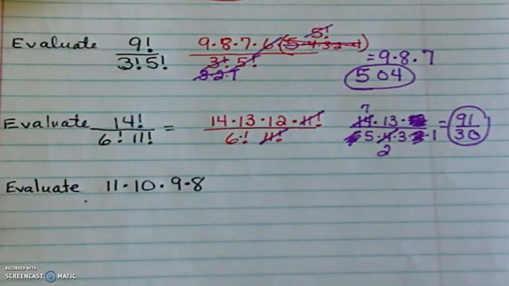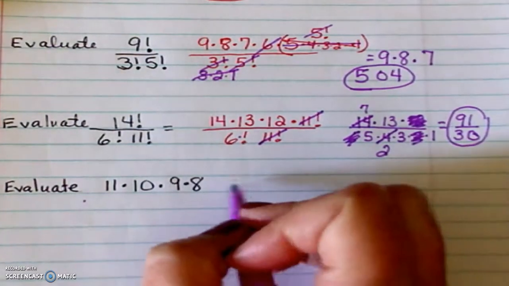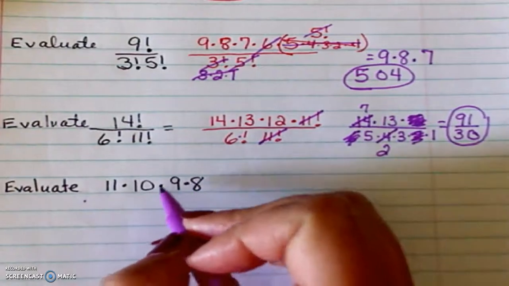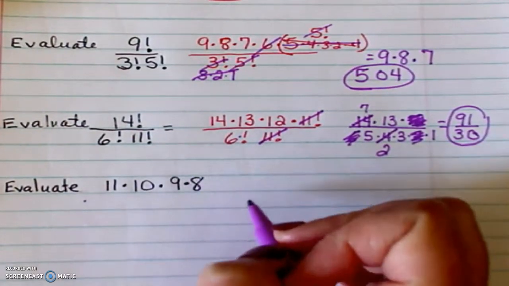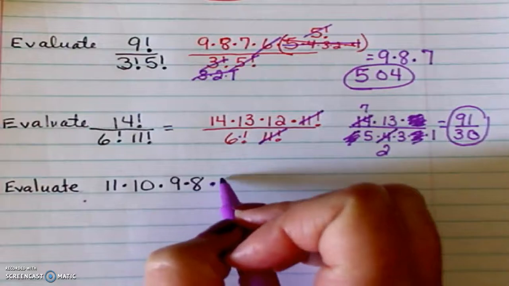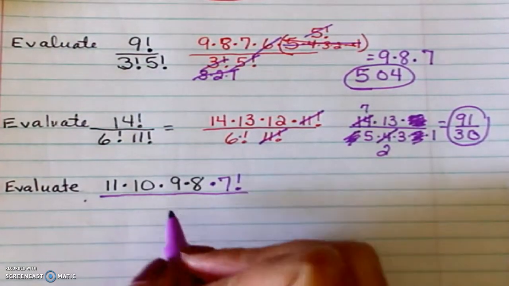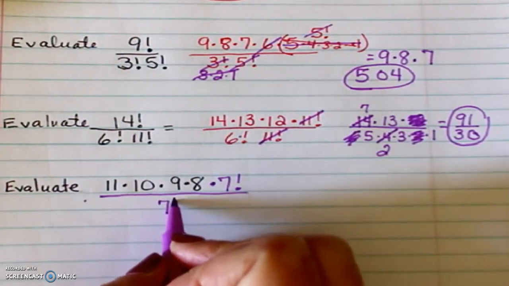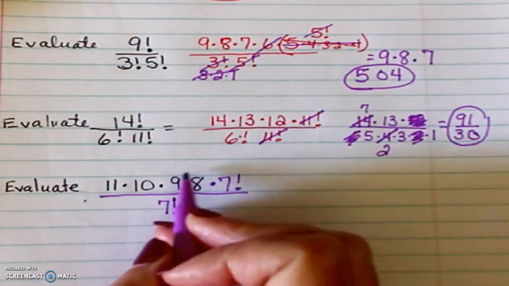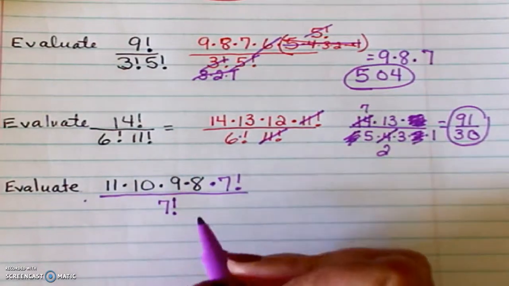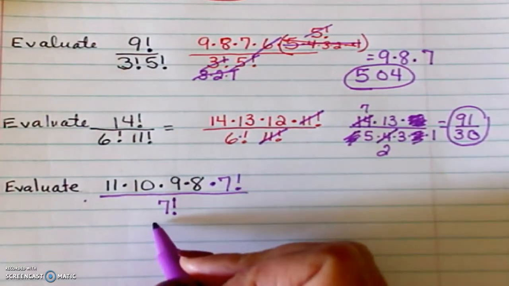Okay, something else that they might ask you to evaluate, and they may say use the factorial key on your calculator, is they're going to say evaluate 11 times 10 times 9 times 8 using the factorial key on your calculator to help you. Well, I know that 11 times 10 times 9 times 8 is taking on the pattern of 11 factorial. That would be the case if I also had the rest of the remaining digits there, which would be 7 factorial. If I were to divide that by 7 factorial, I get down to what my original problem is, which is 11 times 10 times 9 times 8, because the 7 factorials would cancel from each other.